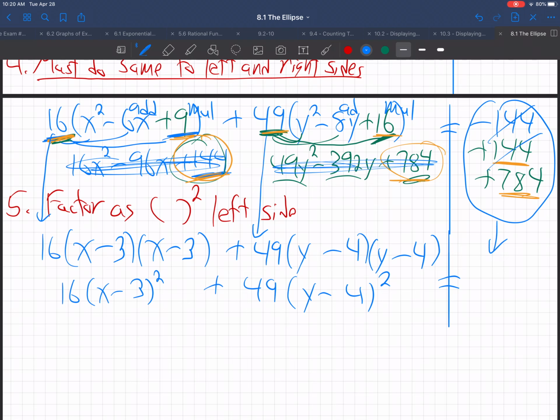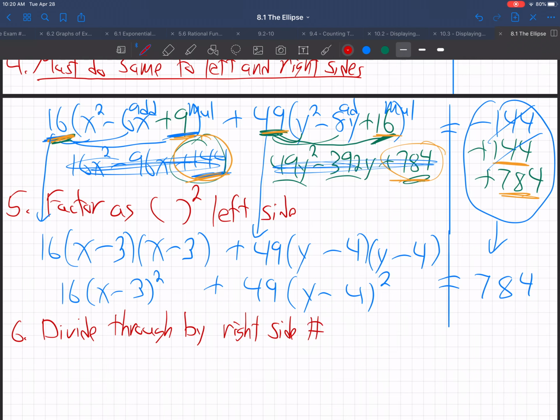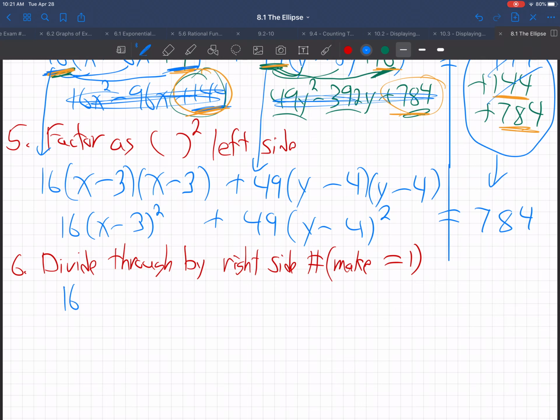Now on the right side, just take your calculator out, combine those. Well, you can actually tell minus 144 and plus 144 cancel. So we just have the 784, don't we? We're one step away. Step 6. Divide through by the right side number to make it equal 1. Remember, the right side, we always have to make it equal 1 on an ellipse equation.